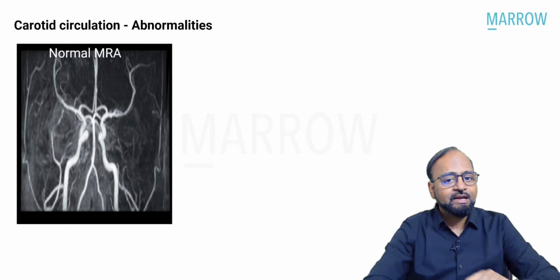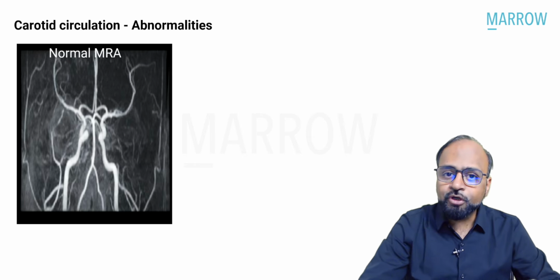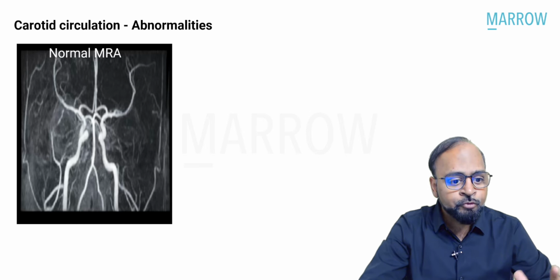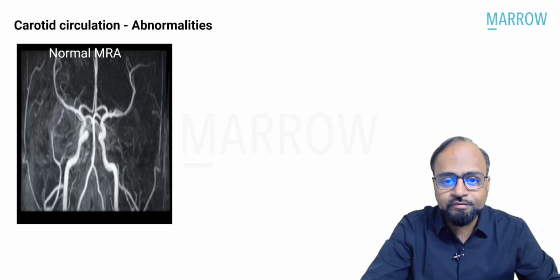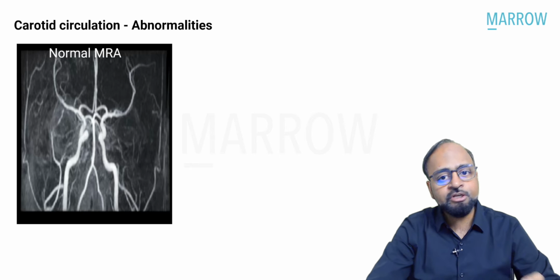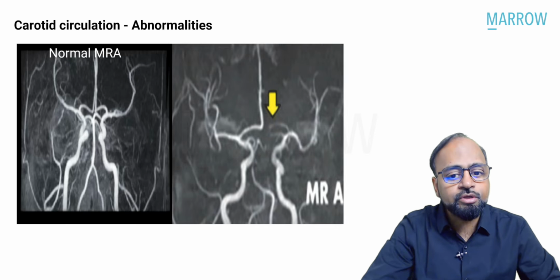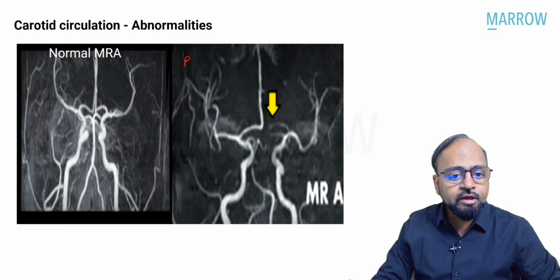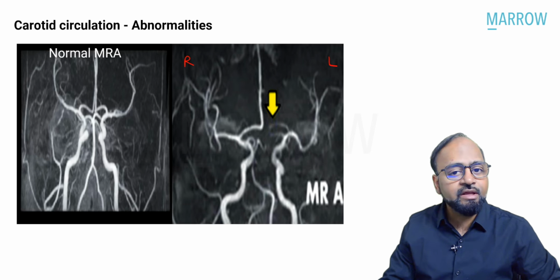Now before we go to that answer, let us quickly look at some potential questions that you could be asked going ahead on MR angiographies. So if this is a normal MR angiography, we have just seen this here. Now in a patient of acute stroke, they did an MR angio and they found this. Do you see something unusual? Let us carefully compare the right side and the left side.